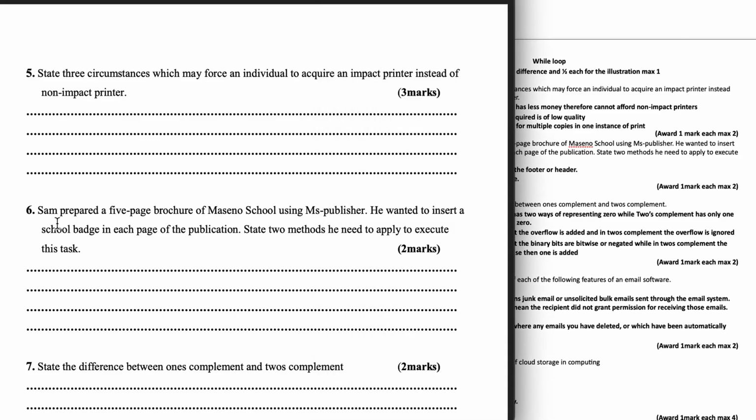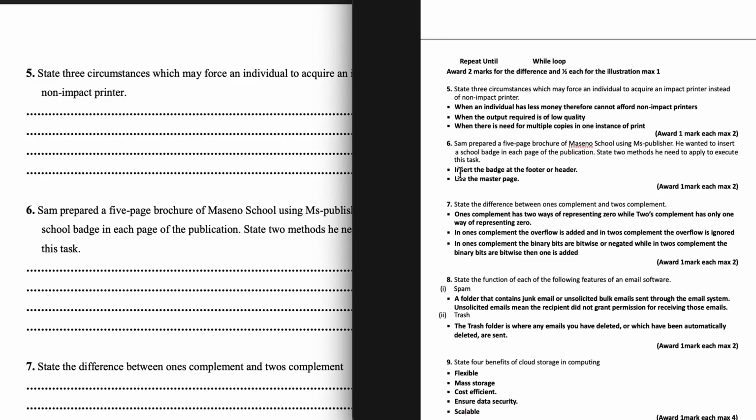Question 6. Sam prepared a 5-page brochure of Maseno School using Microsoft Publisher. He wanted to insert a school badge in each page of the publication. State 2 methods he needs to apply to execute this task. Insert the badge at the footer or header. Use the master page.